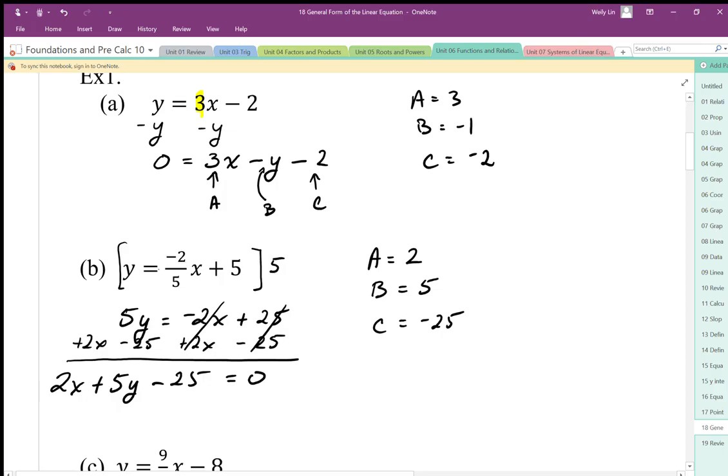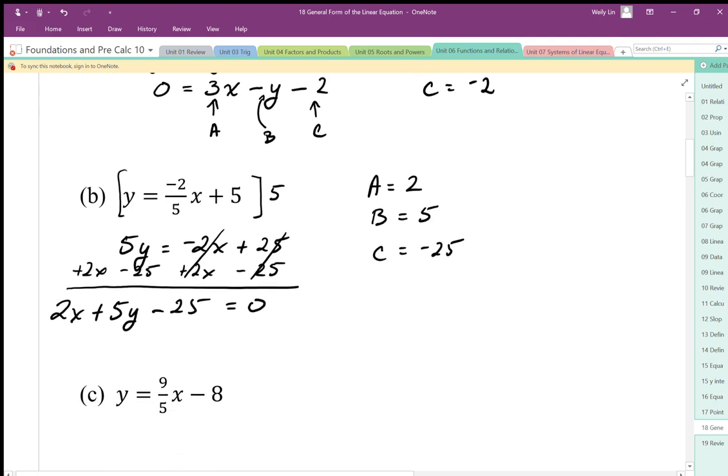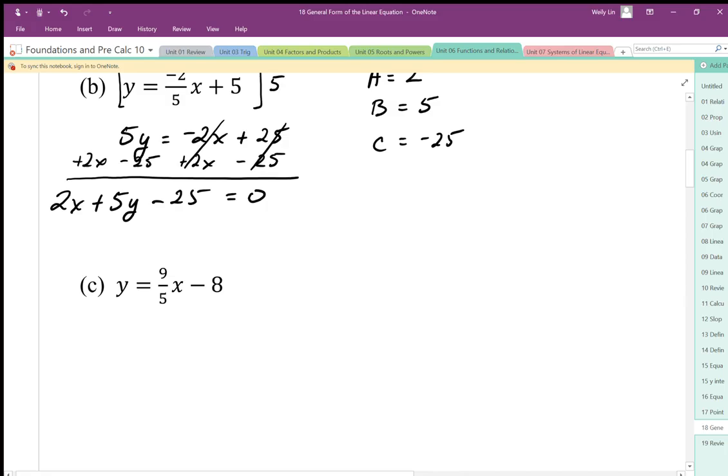So this is my slope-intercept form. An equivalent general form equation looks like this: 2x plus 5y minus 25 equals 0. So I'll do the same thing here. I'm going to get rid of that fraction, the divide by 5, with a times 5. Make sure you multiply every part of that equation. You distribute that out. So I've gotten rid of the fraction, so that's my general form, it doesn't have fractions.